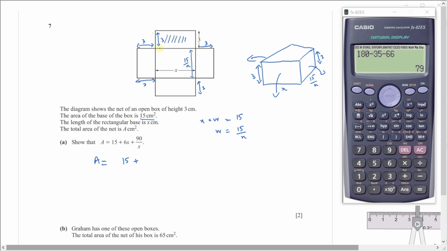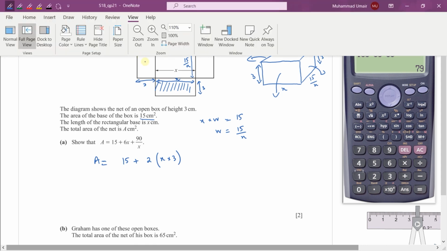One side is 3 and this side is x, and this rectangle has the same dimensions. This is also 3 and this side is x as well. So there are two rectangles. I will multiply the area by 2, and the area of one of these rectangles is length into width, x into 3. So x multiplied by 3. And then I have these two rectangles here.